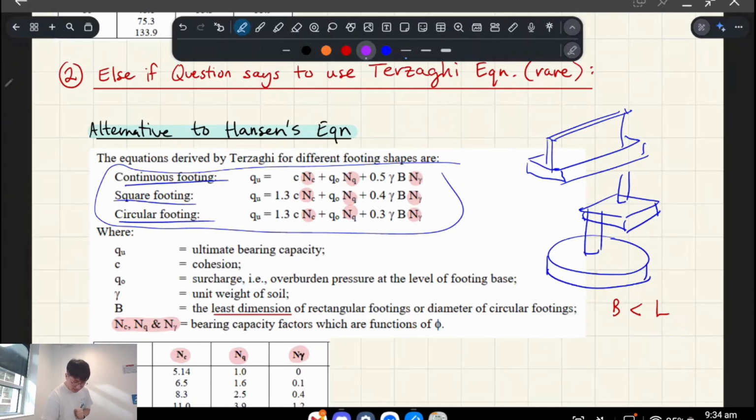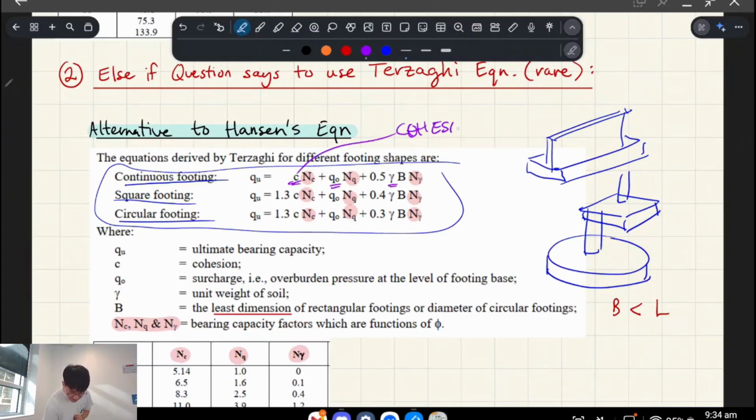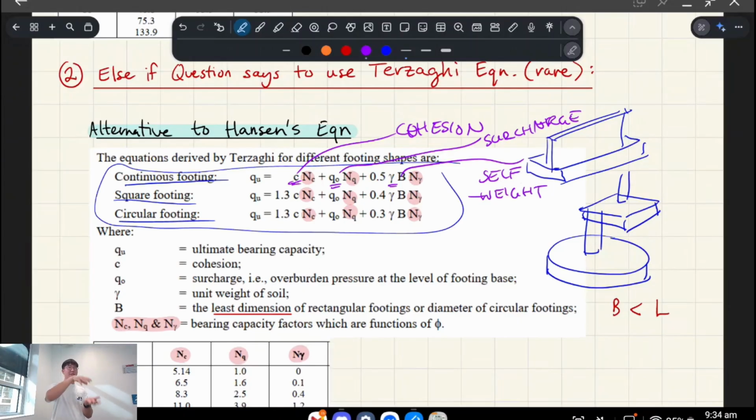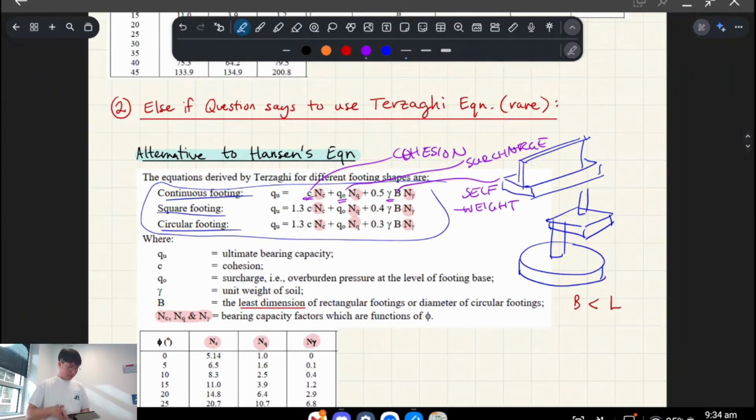And then he basically said there's 3 components to this, right? There's your cohesion component, which gives you bearing capacity. There's surcharge, and I'll explain these probably later. And there's a portion due to self-weight or unit weight, okay? So these 3 things basically contribute to how strong the ground is underneath your footing, okay? And that was in 1943, okay?